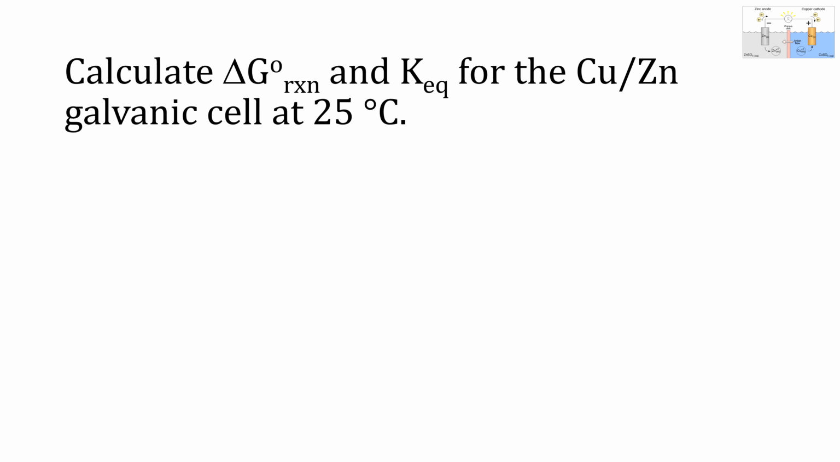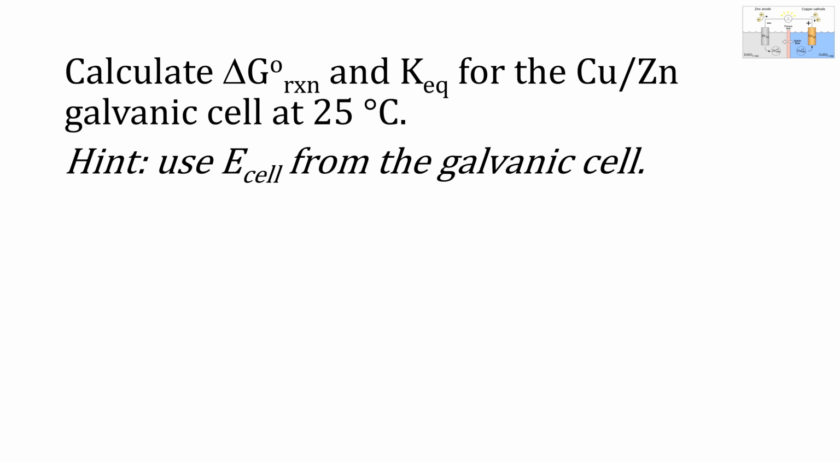In this problem, we will calculate the Gibbs free energy of reaction and the equilibrium constant for the copper-zinc galvanic cell at 25 degrees C. Since we don't know either, we're going to have to find something else that can help us relate delta G and K. The hint for solving this problem is that if we find the E°cell, or the standard cell potential, from this copper-zinc galvanic cell, then from that value we can determine both delta G and K.